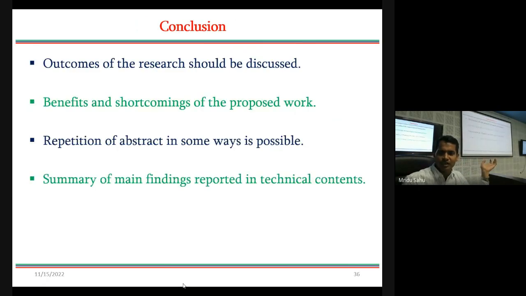So that's all. In conclusion, the outcome of the research should be discussed, the benefits and shortcomings of the proposed work; repetition of the abstract in some way is possible. This is what I wanted to discuss with all of you. Conclusion is another form of abstract. In the beginning, when we write, we are a bit puzzled about what to write in a conclusion. Similar things we have already written in the abstract. We expanded the abstract in the introduction, and again we are writing a conclusion in a similar manner.